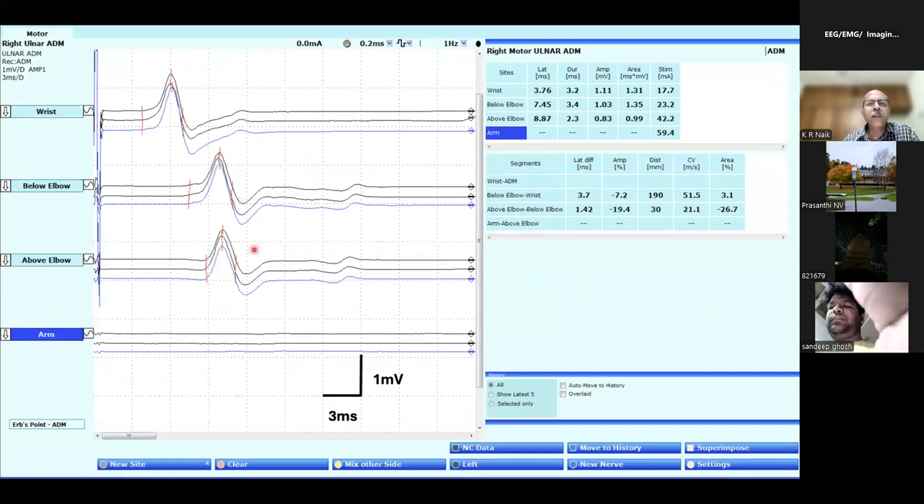So conduction blocks, one more example. Now, with the stimulation in the mid-arm, there's a conduction block, and distally the conductions are normal. This is at 3 milliseconds per division.